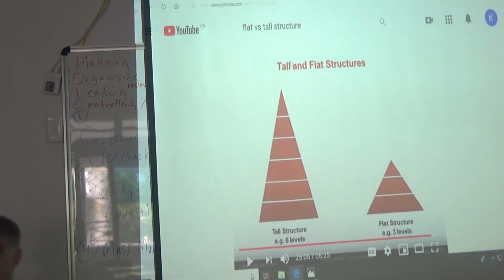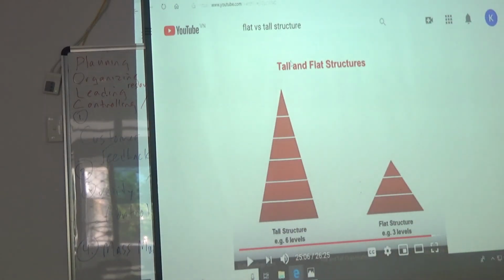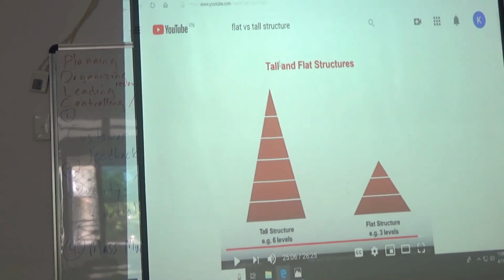So that is it. It's a quick comparison of tall and flat structures. Next week we get to complex organizations, which include, in our book, if you want to preview, it's the next 3 pages about matrix and network structures.